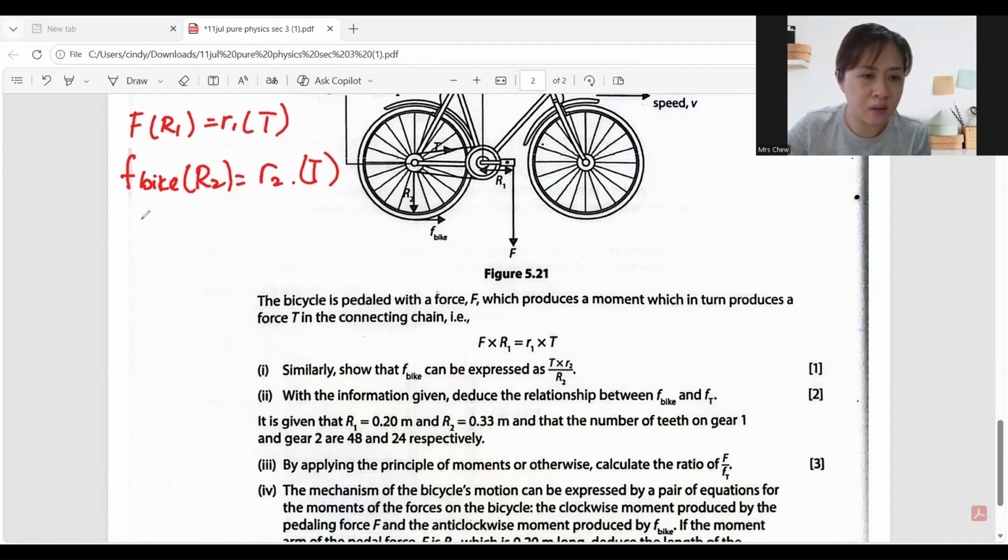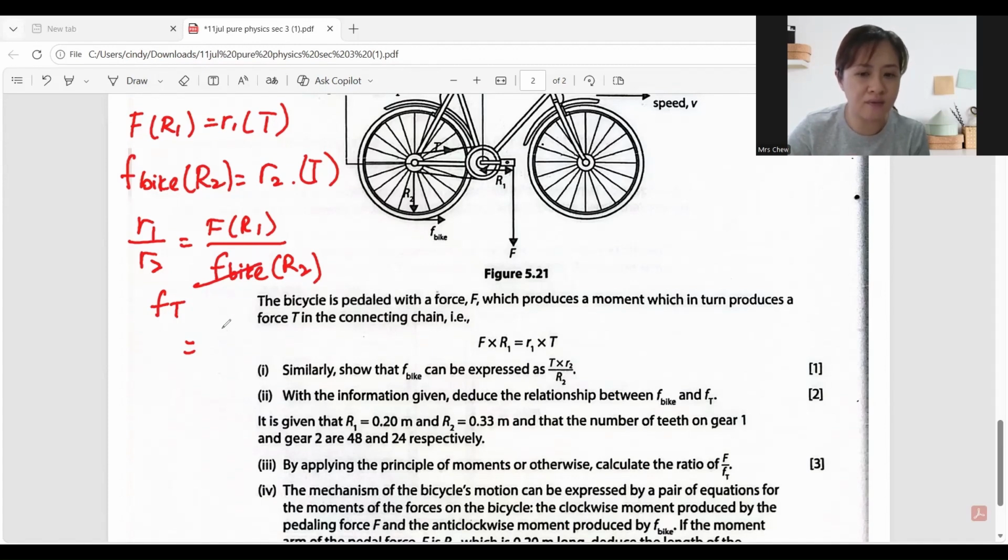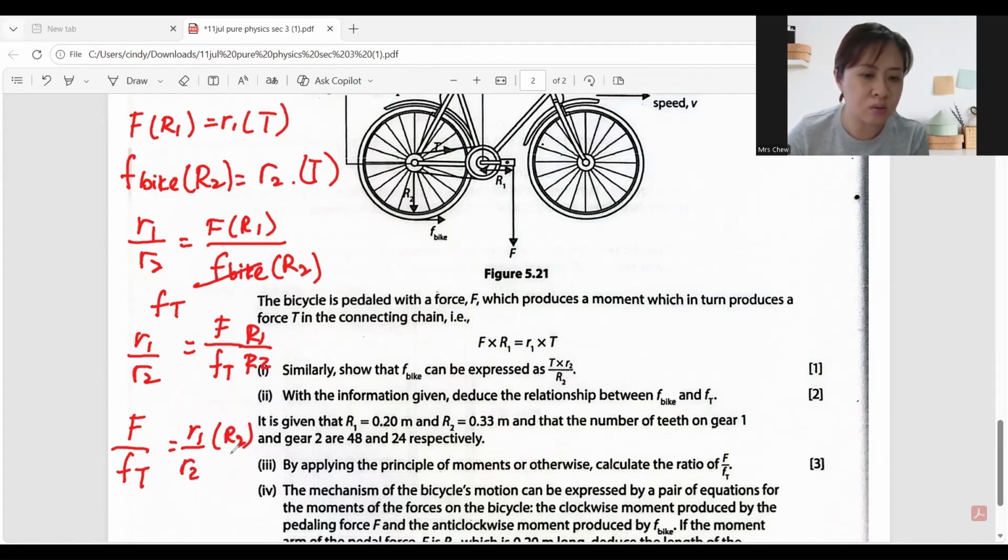So radius 1 over radius 2, you actually have force R1 over bike force R2. And we know that bike force is equal to tension. We can finally put in the force over tension. So let me write here, R1, R2. Now we have the force over the tension, and then we have R1 over R2 here. Now what we are trying to do is make the subject, or mathematical manipulation, to get this ratio. So R1 over R2, you have it, and then this one you cross multiply, becomes R2 over R1. And then what do we have to do?